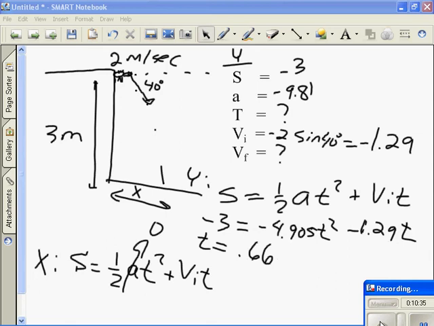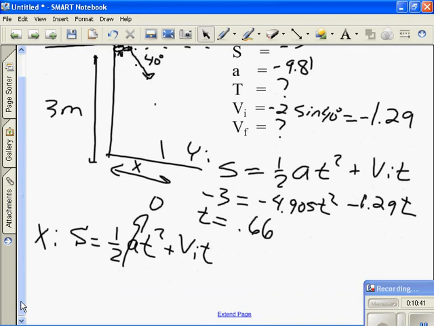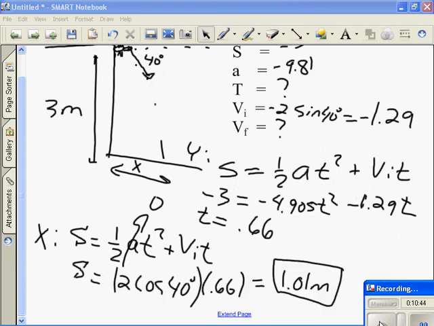Works out to be 0.66 seconds before it hits. And I just plug it into the same equation but in the x dimension. Okay, it works out to be 0.66 seconds. Multiply that by 2 times the cosine of 40, because that was my sideways initial velocity. And apparently we have 1.01 meters.